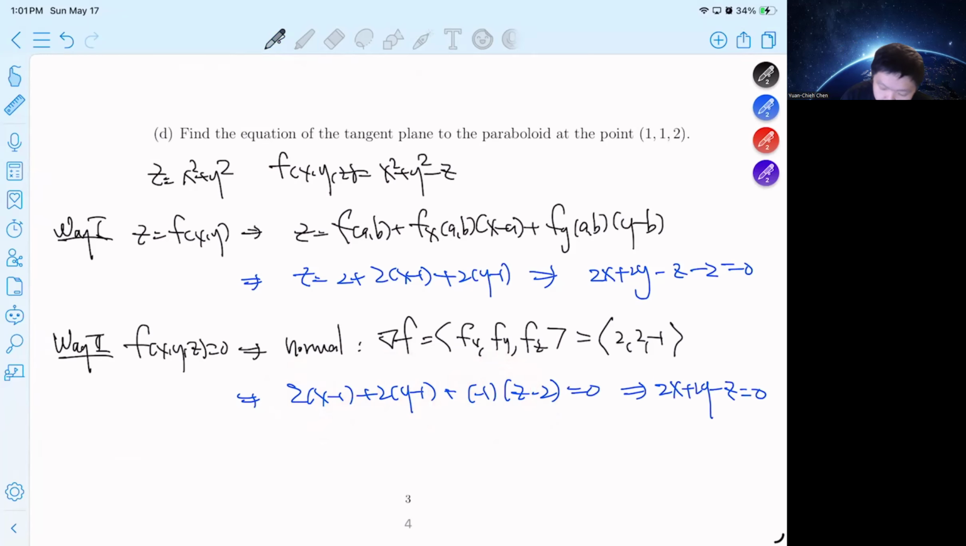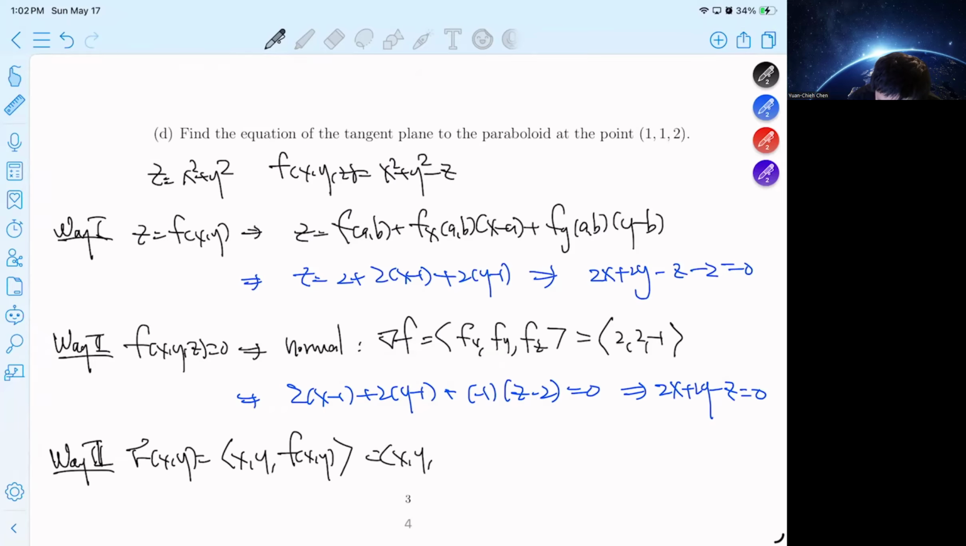So way 3, we can parameterize this surface. In this case, x and y don't matter, we only care about z, so x and y can be our two variables. So r(x, y) will just be (x, y, f(x,y)). So in this case, it will be x, y, and z equals x squared plus y squared.